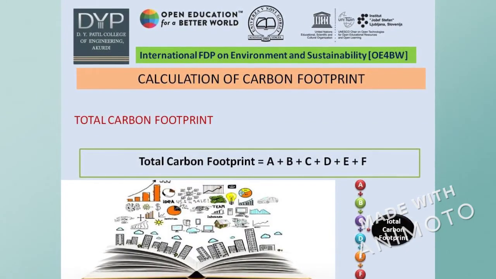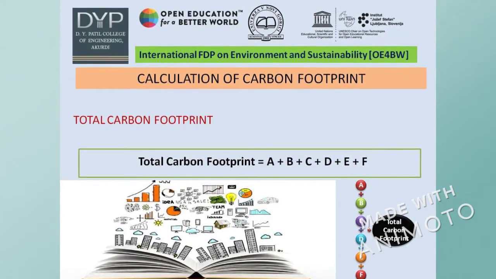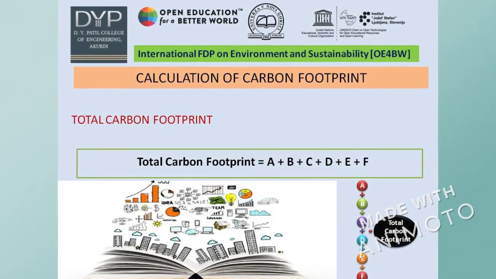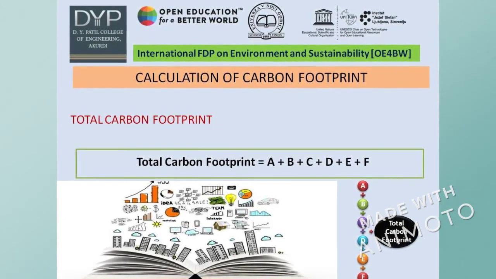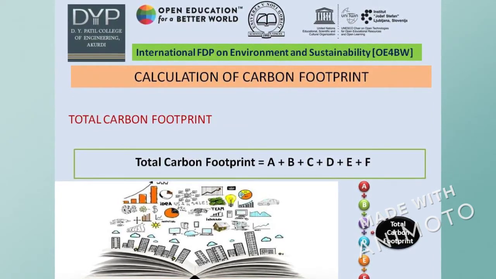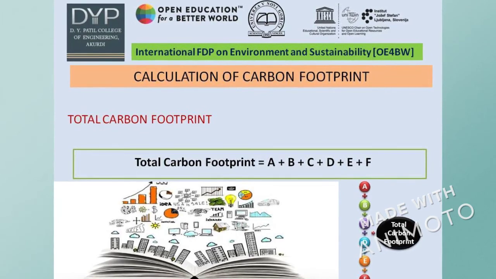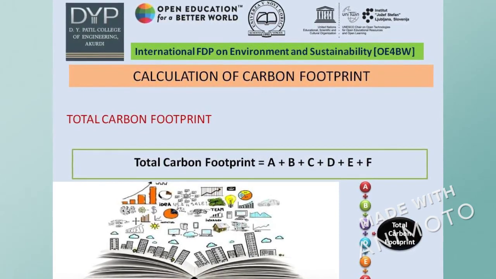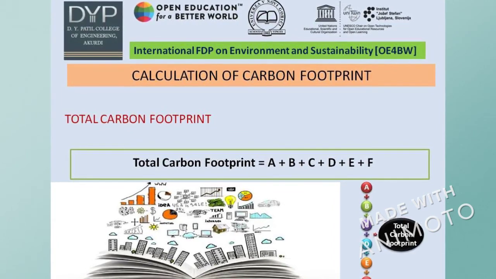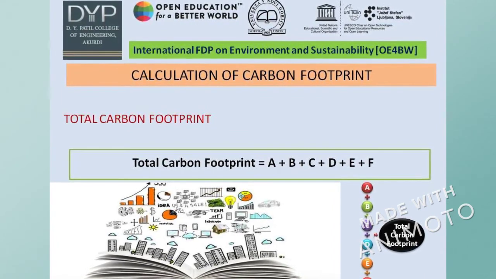So total carbon footprint can be calculated on the basis of the cumulative carbon footprint at each step. So carbon footprint of transportation plus carbon footprint of electricity, packaging and paper, water, employee commuting and waste, that becomes A plus B plus C plus D plus E plus F. That gives the total carbon footprint of a pharmacy.